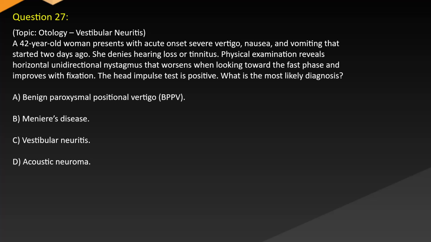Question 27. Topic: Otology. Vestibular neuritis. A 42-year-old woman presents with acute onset severe vertigo, nausea, and vomiting that started 2 days ago. She denies hearing loss or tinnitus. Physical examination reveals horizontal unidirectional nystagmus that worsens when looking toward the fast phase and improves with fixation. The head impulse test is positive. What is the most likely diagnosis? A. Benign paroxysmal positional vertigo. B. Meniere's disease. C. Vestibular neuritis. D. Acoustic neuroma.